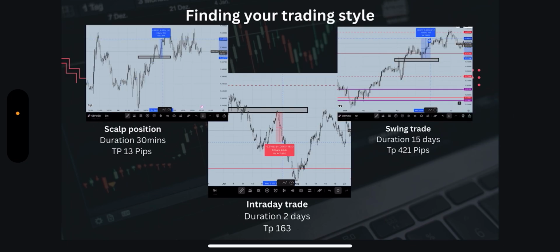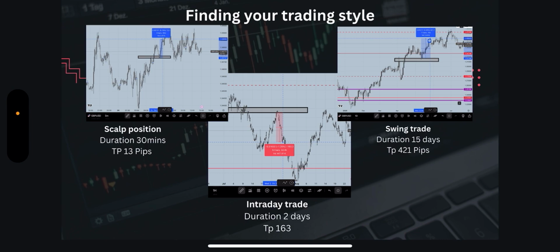Because really and truly, when it comes to choosing your trading style, that's going to be based off your emotional personality. If you are more of an impatient person, or if you are a busier person, that's going to determine whether you can sit in a trade for a long period of time, or if you prefer shorter trades. So let's start with the scalpers.